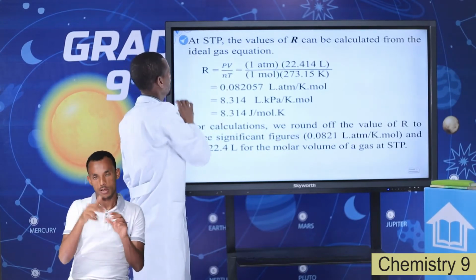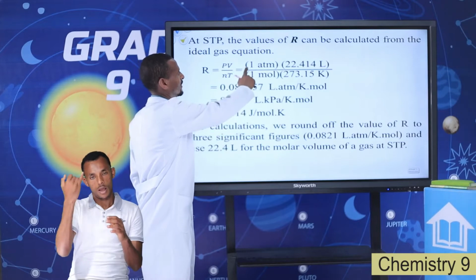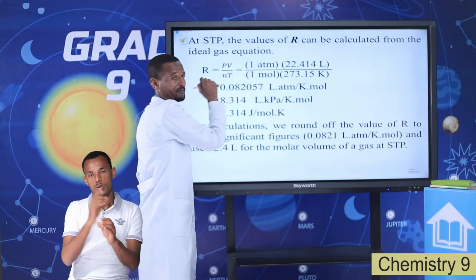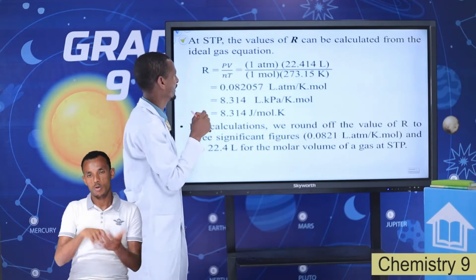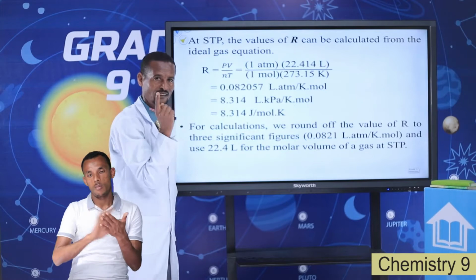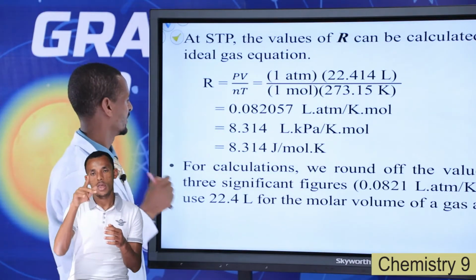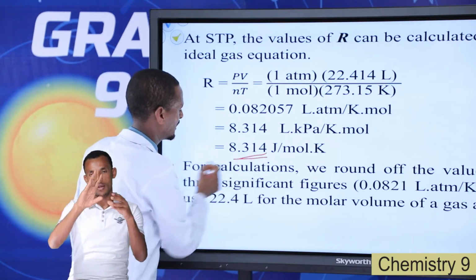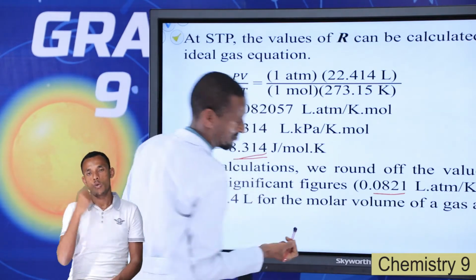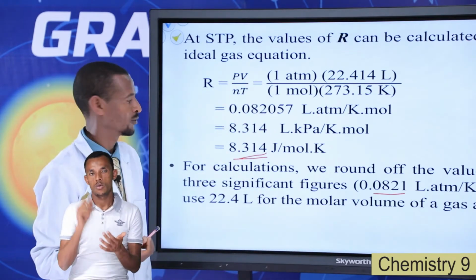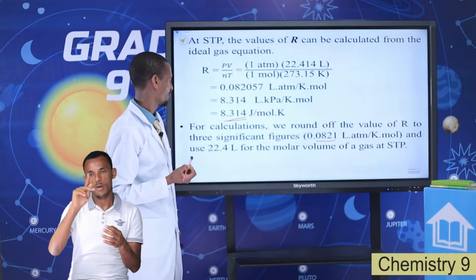Okay. The ideal gas law can be calculated at 1 atm pressure, volume 22.4 liters, n the number of moles which is 1, and temperature 273 Kelvin. So finally, it gives this number. Okay, for calculation, we always use 0.0821 liter atmosphere per Kelvin mole.